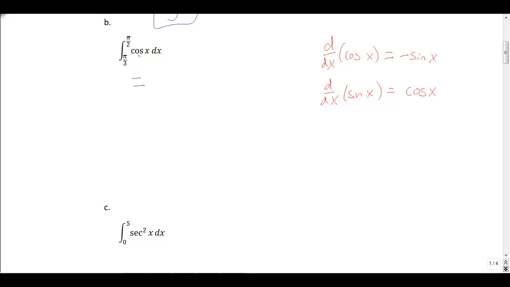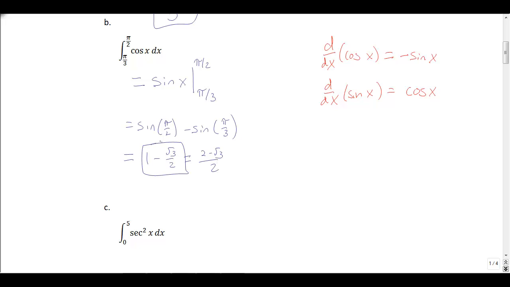So when I find an antiderivative of cosine x, I'm going to think about what differentiates to cosine x. That's actually positive sine x. So my antiderivative of cosine x is sine x, and then I'm going to evaluate that at pi over 2, and then subtract that evaluated at pi over 3. So I get sine of pi over 2 minus sine of pi over 3. Sine of pi over 2 is 1. Sine of pi over 3 is square root 3 over 2. I could rewrite this maybe as 2 minus square root 3 over 2, although 1 minus square root 3 over 2 is probably just fine here.